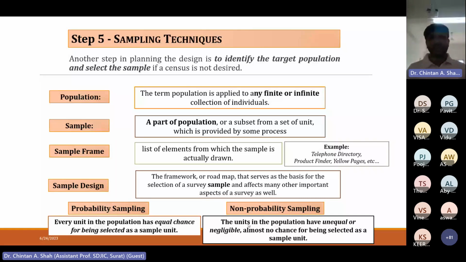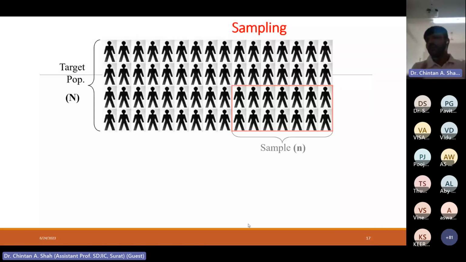Then sampling design. We have different methods of sampling design: two methods, the probability sampling method and the non-probability sampling method. If you are using the probability sampling method, you give equal chance to everyone. That is known as probability sampling. In non-probability sampling, the population may have unequal or negligible chance, and there may be a chance of repetition as well. Now you can see the target population is indicated by capital N, and the sample is indicated by small n. Fine. So it's a practical thing.